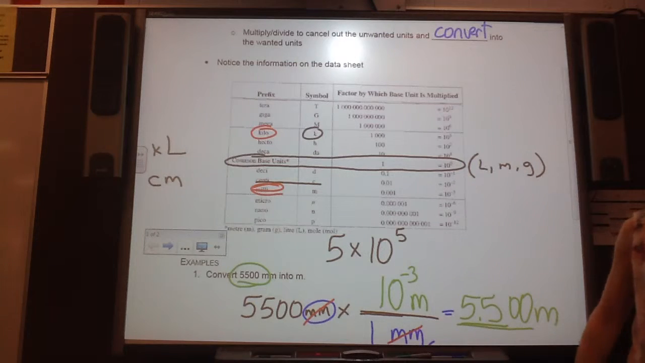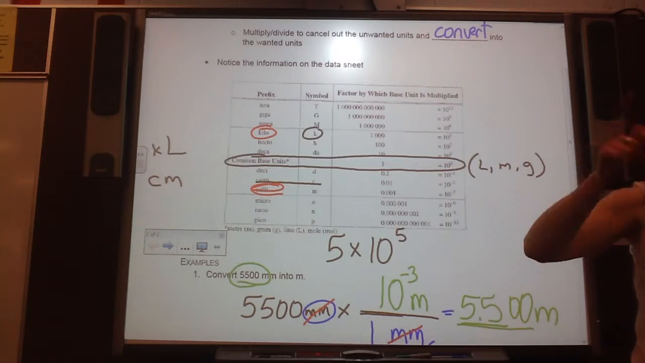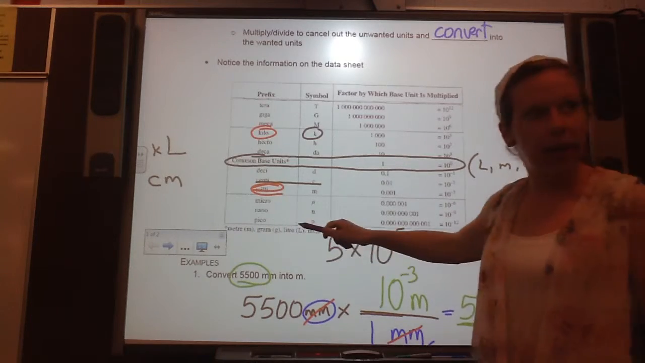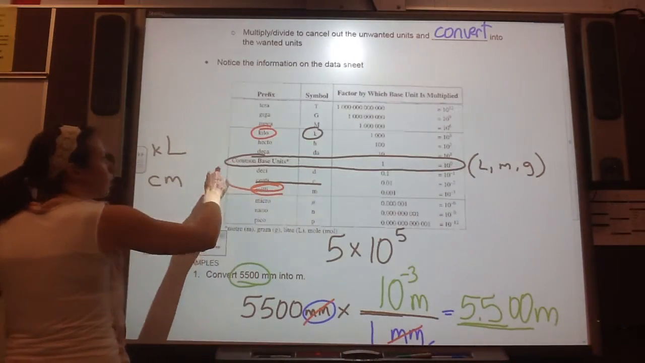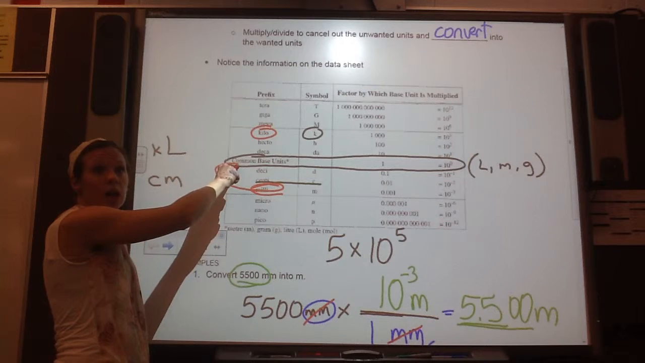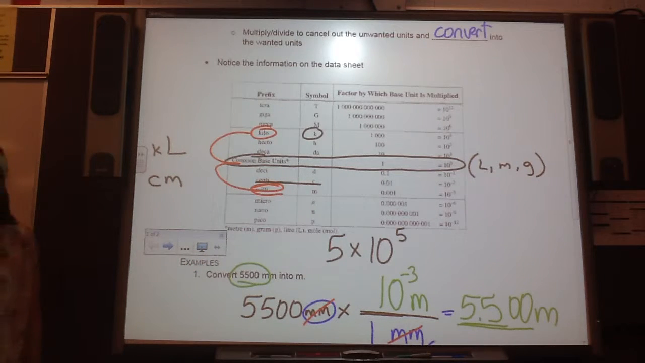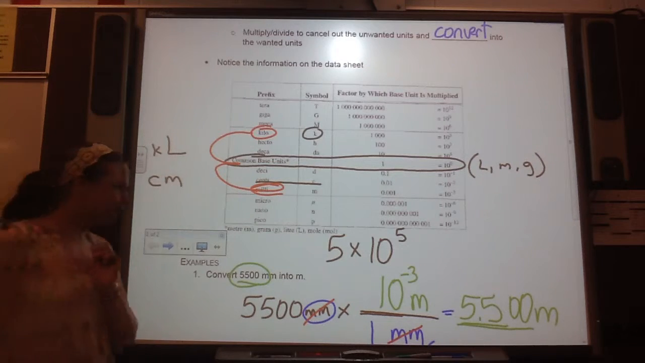So, there's no comparison from millimeter to kilometer in this chart. But there is a comparison from millimeter to meter, and then from meter to kilometer. So I had to do 2 steps. Some of you might be able to see a simplified 1 step, and that's okay, but I'm going to show you how to do it in 2 steps. Okay?